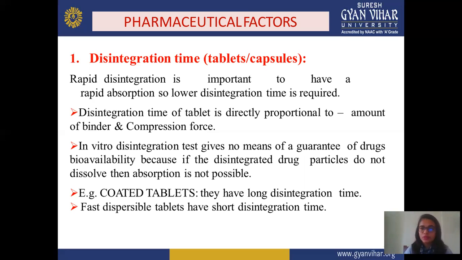For example, coated tablets have a long disintegration time. Fast dispersion tablets have a short disintegration time. We already said that you decide the disintegration time according to the different types of tablets. Suppose you want a long disintegration time, then you coat your tablet or use a larger amount of binder, so it takes more time to disintegrate. But in the case of a fast disintegration tablet, you should choose a short disintegration time because you require a fast effect, or slow release or slow disintegration of a particular tablet.